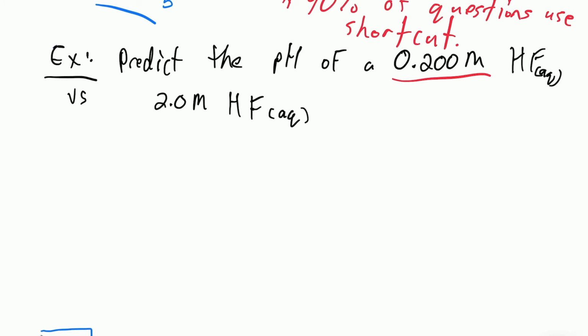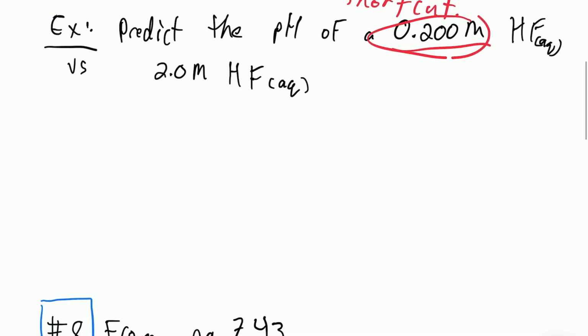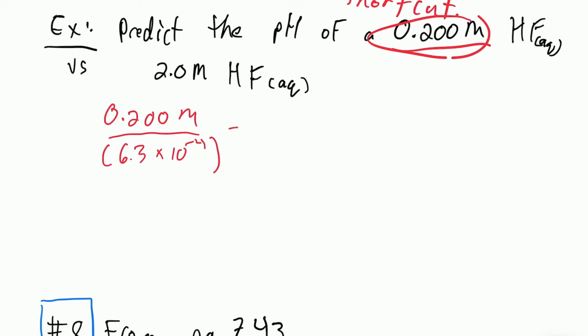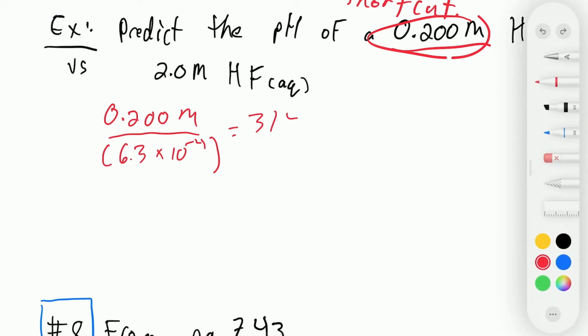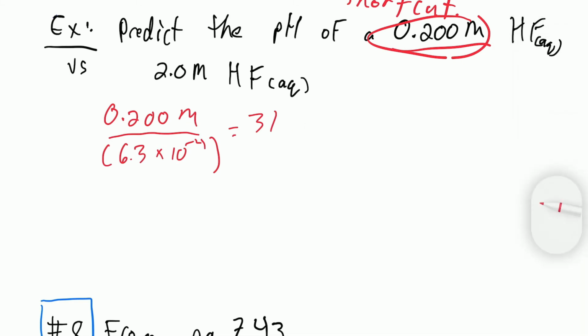So first off, for this calculation over here, we're going to take 0.200 moles per liter. We're going to divide it by the Ka that you find in the data booklet for hydrofluoric acid, which in our case is going to be 6.3 times 10 to the negative 4. And again, it's the Ka value right to the left. What you end up seeing is that this has a value of about 317.4. I wrote 14 here, but it should be 17.4.